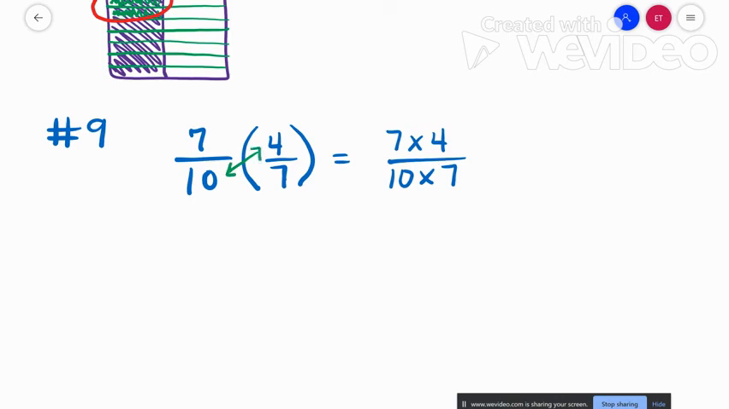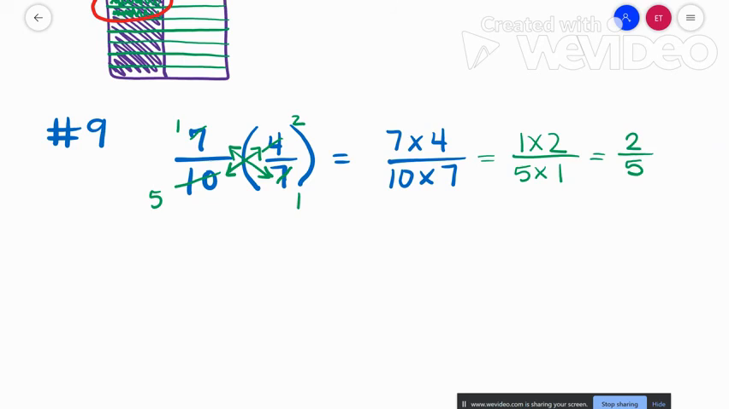Which means when you're looking at the fractions from across, 7 divided by 7 is 1, 7 divided by 7 is 1. I can make that smaller. 10 divided by 2 is 5, and 4 divided by 2 is 2. So I could write out a new multiplication, which would be 1 times 2 over 5 times 1, which reduces to 2/5.